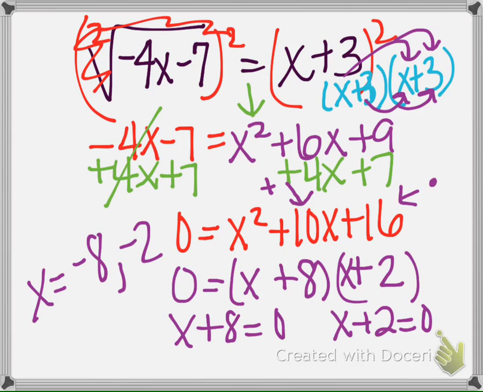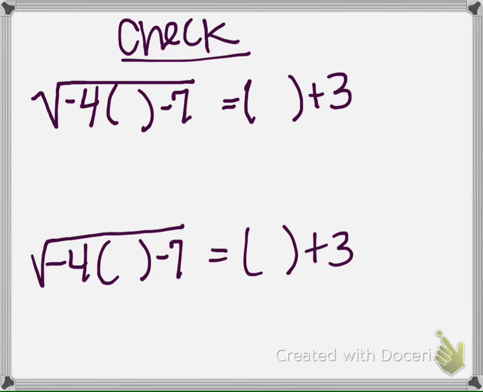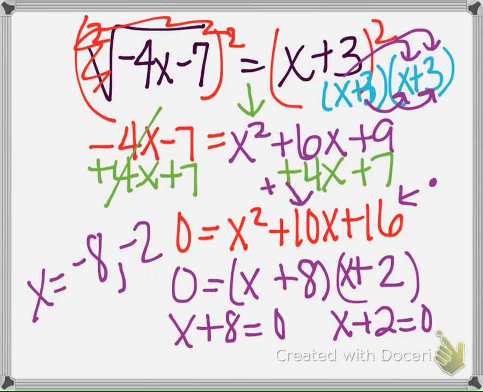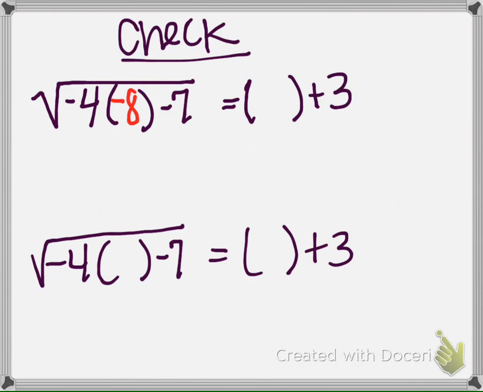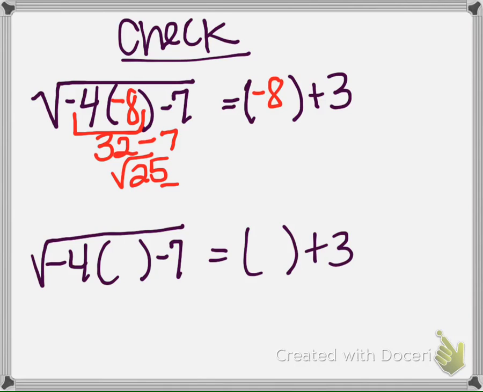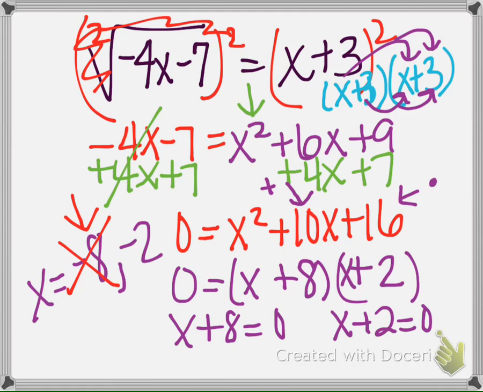So we have to check to make sure they work. So if we look here, let's see if the negative 8 works. Right, that was our first one. So negative 4 times negative 8 is 32, minus 7 is the square root of 25, which is 5. Over here we get negative 8 plus 3, which is negative 5. That is not equal. So we know negative 8 is not a solution.